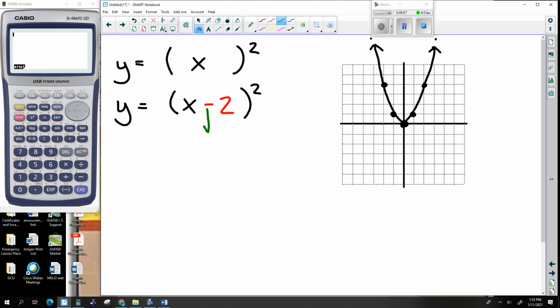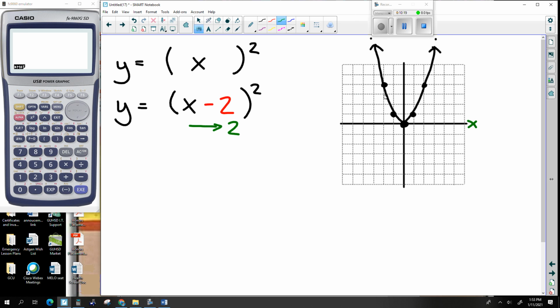So, like my mind, if I see a minus, that probably means I'm moving left, but that is not correct. If it's in with it, you do the opposite. So this would be a right 2. So it's an x motion. X is the x-axis, so it's the side-to-side motion, and it would be right 2.